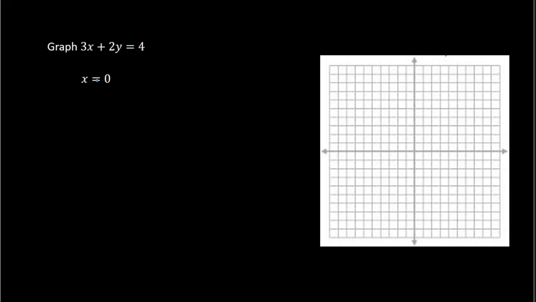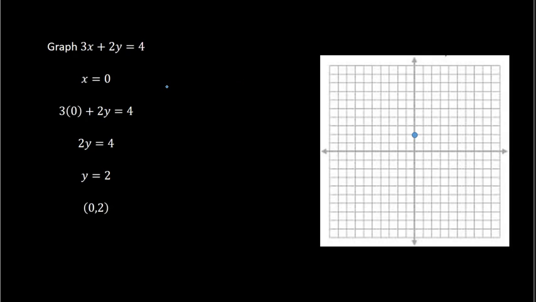So for my first point, I can plug a 0 in for x and get 3 times 0 plus 2y equals 4, which would be 2y equals 4, so y would equal 2. So my first ordered pair would be (0, 2), and we can graph that right there. So we have 1 point. Now we just need one more point, and we can finish the line.